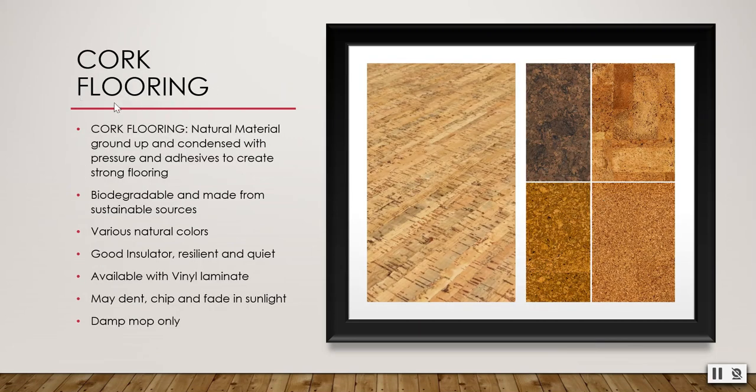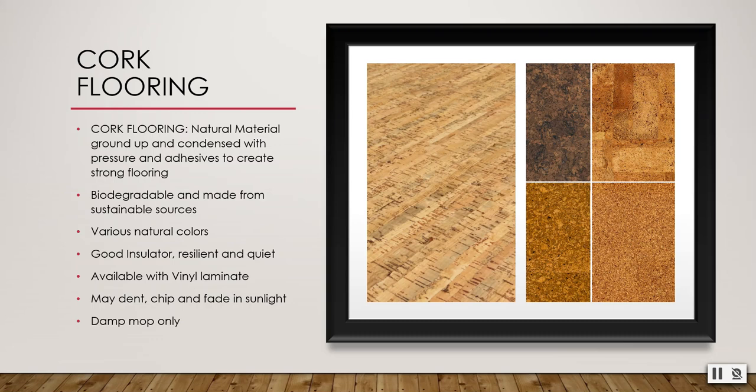Now we're going to talk about cork flooring. This is interesting. You've probably never thought about cork flooring. It's a natural material. It's ground up cork, okay? They condense it, put pressure and adhesive in it, and create this beautiful, strong floor. It's biodegradable and made from sustainable sources, so it's very green. It has some gorgeous colors. It can be stained. It is a good insulator and it's very resilient and quiet.